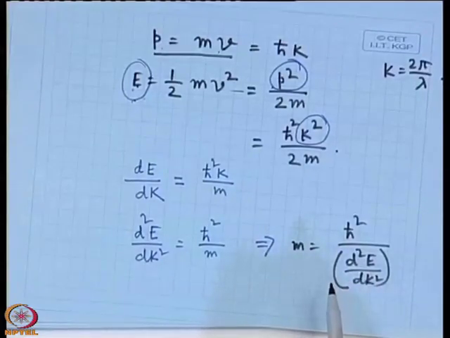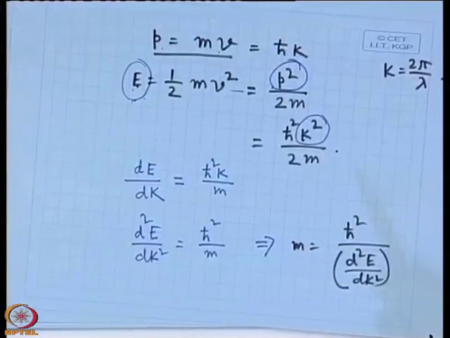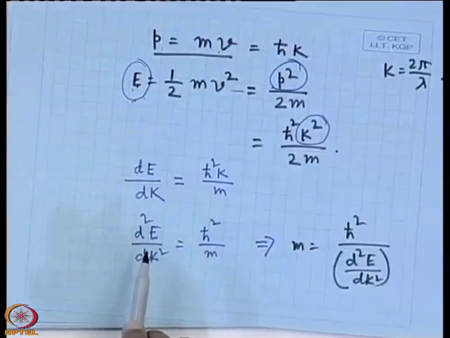Now, what is d2E by dk square? It is the curvature. So, if the curvature is very high, for large curvature, the value of m will be low. If the curvature is small, it will be high, because it is inversely proportional to the curvature. This m is known as the effective mass of carriers. It may be electron, it may be hole, because we discussed in my last class that in semiconductor, both the electrons and holes take part in the conduction mechanism, unlike in metal, where only the electrons take part in the conduction mechanism.